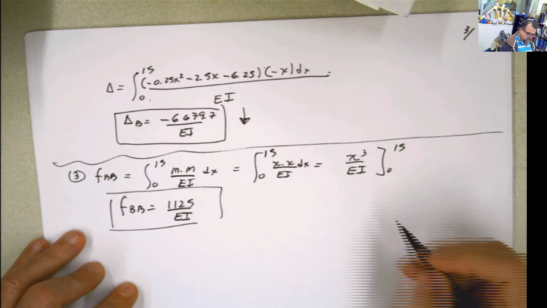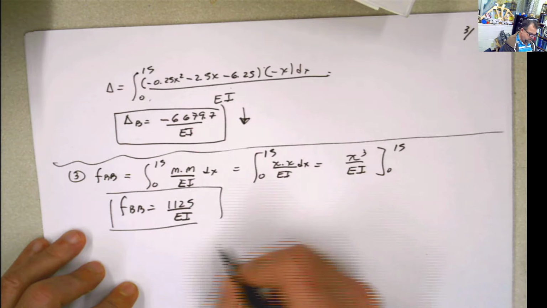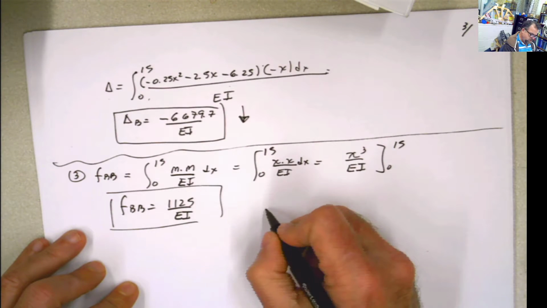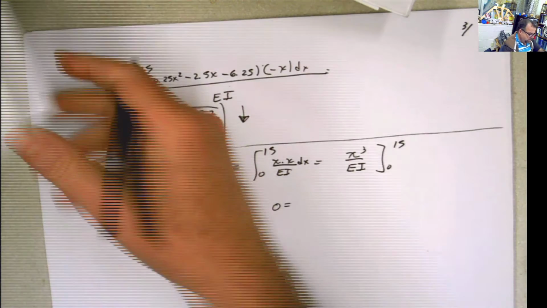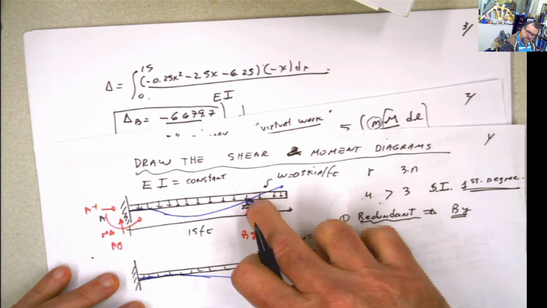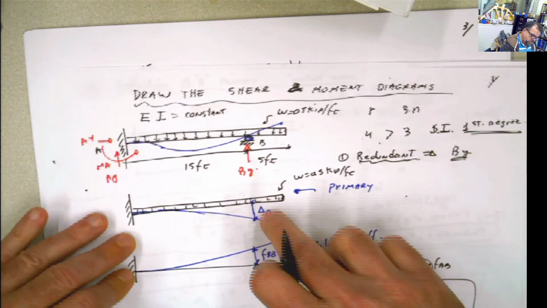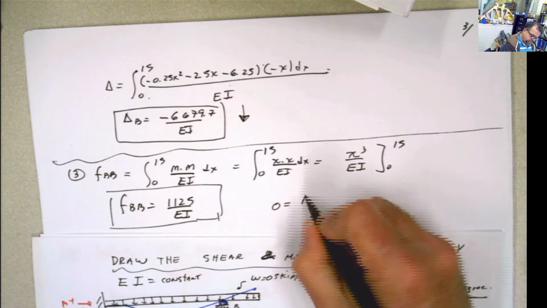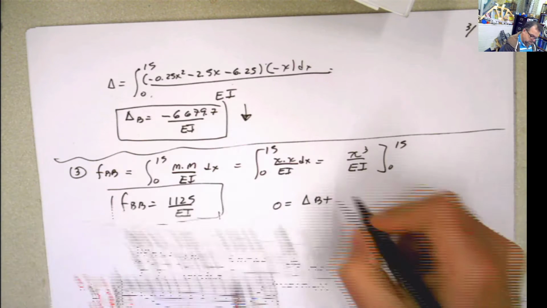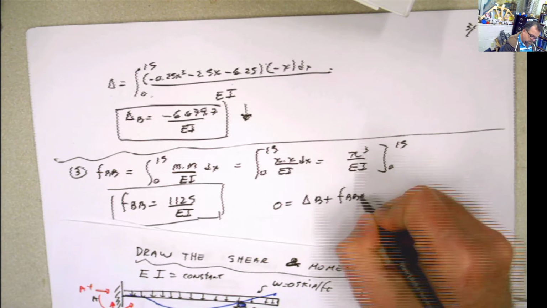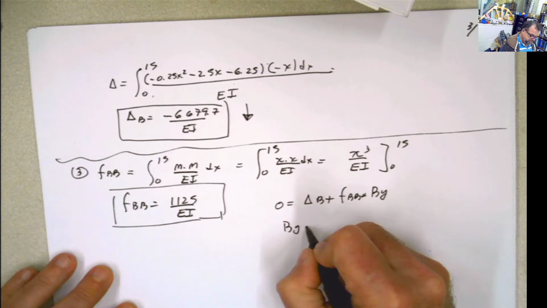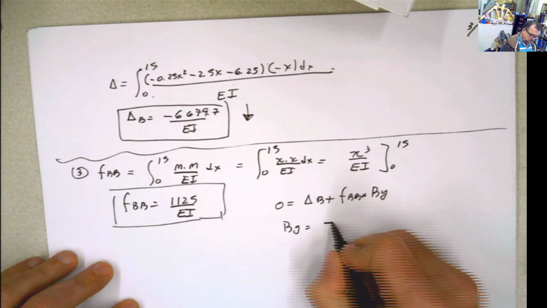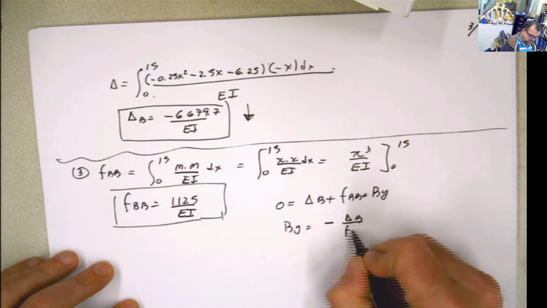Now, what is the next step? Apply our equation. What is our equation? Our equation is our consistent deformation equation. 0, why 0? Because here the displacement is 0. 0 has to be equal to delta B plus FBB times BY, or we can solve for BY. And BY is going to be equal to negative delta B over FBB.